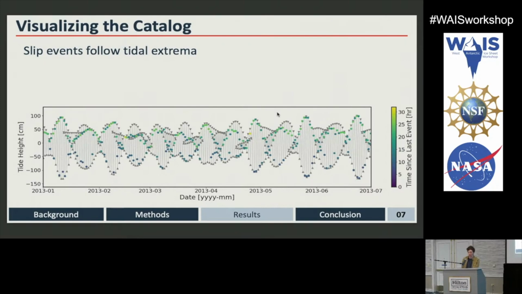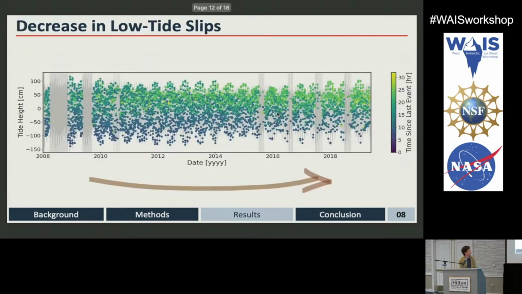I told you I had 11 years of data, so we can zoom out and see what that looks like. So here's all 11 years. The gray bars are showing when we didn't have GPS data, but you can see a trend that has been seen in previous portions of this data, that there's a decrease in the number of low tide slip events. In 2008 to 2010, there's lots of dots in the negative 100, negative 150 centimeter region, but as we move towards 2018, there's a lot fewer dots.